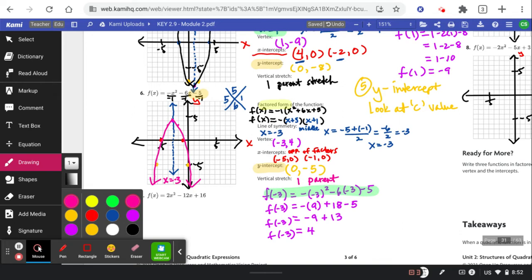Okay, so we did step 1, factor. Step 2, get the intercepts. Step 3, get the middle of that, the line of symmetry. Use that as the x of your vertex. Plug in to get the y, and look at the c value for the y-intercept.